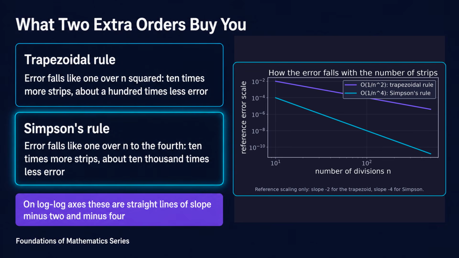As in the previous chapter, log-log axes are the natural place to see this. A power law becomes a straight line, and the two rules appear as lines of slope -2 and -4. If you plot your own measured error and the slope is wrong, treat that as a reason to investigate rather than as a verdict on the mathematics. Check the implementation first, then the range of n you tested, the smoothness of the integrand, the accuracy of your reference value, and whether roundoff has begun to matter.